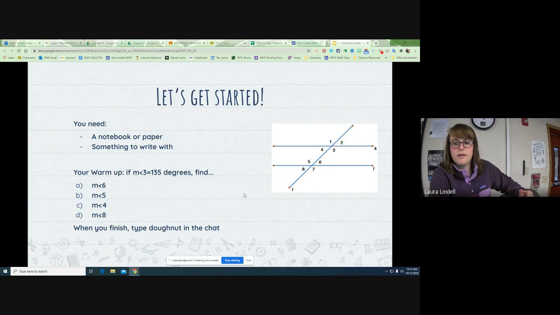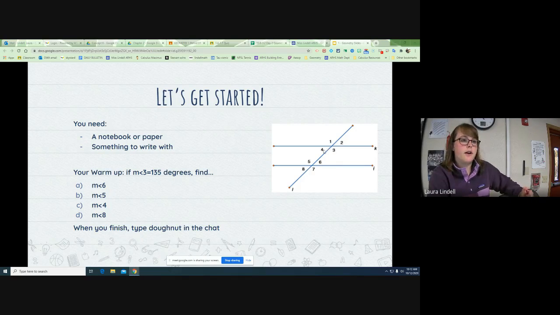Angle 4 and angle 8 will be the same. What do we think for those? All right, we got 45. Anyone else think 45? Agreement, disagreement? I agree. 45 looks good to me.